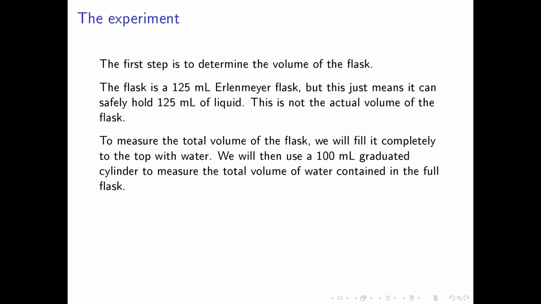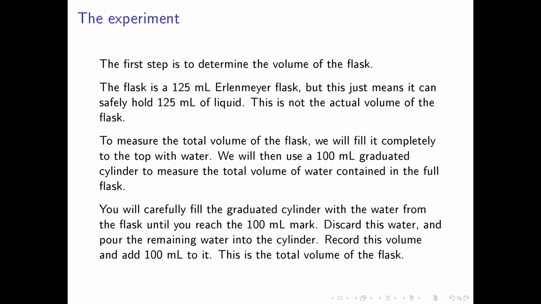We will then use a 100 milliliter graduated cylinder to measure the total volume of water contained in the full flask. You will carefully fill the graduated cylinder with the water from the flask until you reach the 100 milliliter mark. At this point, discard this water and then pour the remaining water into the cylinder. Record this volume and add 100 milliliters to it. This is the total volume of the flask.